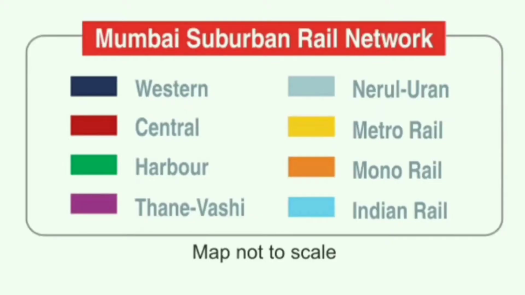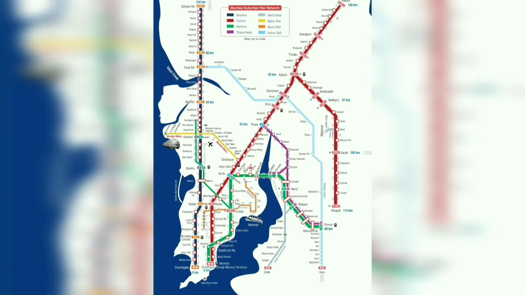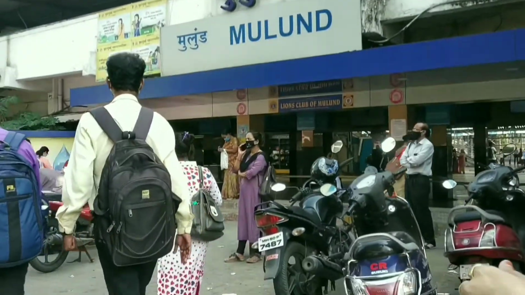The Mumbai Suburban Railway network is divided into 8 parts, that is, Western, Central, Harbour, Thane to Vashi, Nerul to Uran, Metro Rail, Mono Rail and Indian Rail. As you can see in this map, there are various junctions connecting all of them with each other. Each railway station is divided into 2 sides, that is, East and West. Each side has a ticket counter.